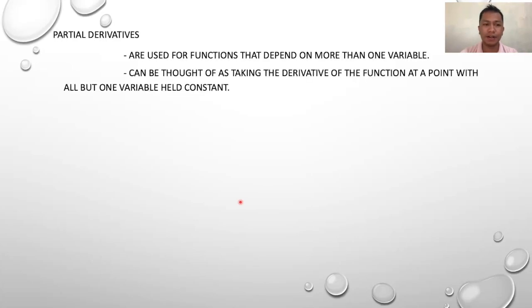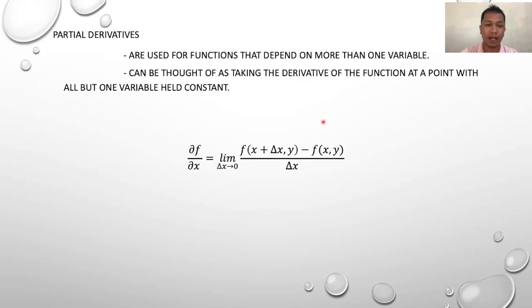And finally, partial derivatives. Partial derivatives are used for functions that depend on more than one variable. A partial derivative can be thought of as taking the derivative of the function at a point with all but one variable held constant. So for example, given a function f that depends on both x and y, the partial derivative of f with respect to x at an arbitrary point x, y is defined as this. And similarly, the partial derivative of f with respect to y is defined as this.